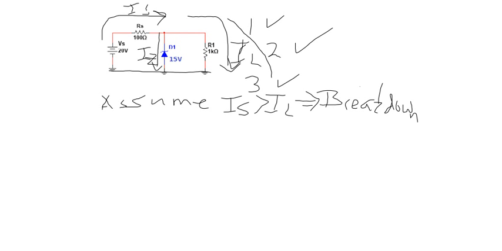All right, we assume we're in breakdown. So that means the diode's dropping 15 volts. That means the voltage across R1 has to be 15 volts. That's the whole purpose of the diode. Since they're in parallel, the diode forces the resistor to drop 15 volts. It should be R load really, but I left it R1 on that one. That's okay.